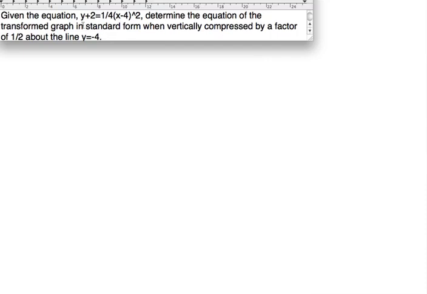Okay, we're given the equation of a parabola, and it says to determine the equation of the transformed graph in standard form when vertically compressed by a factor of 1/2 about the line y is equal to -4. So the first thing I'm going to do is rewrite that equation. It's going to be y plus 2 is equal to 1/4 times (x minus 4) squared.